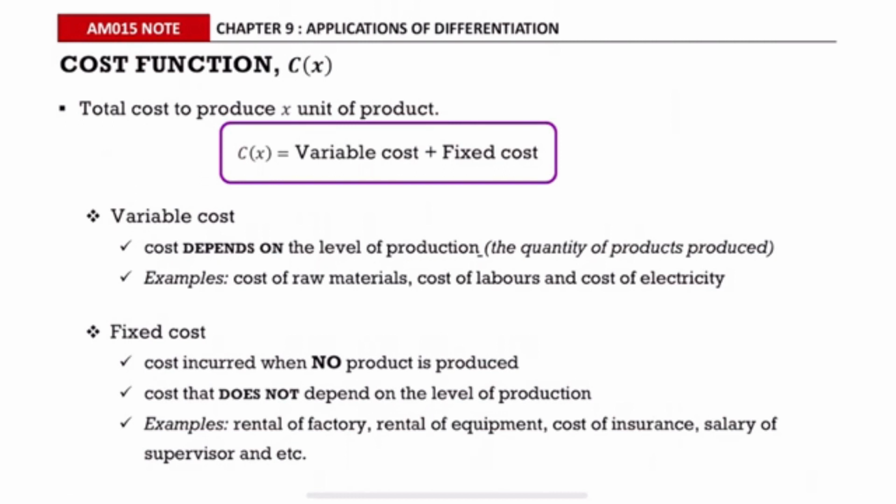Fixed cost is cost incurred when no product is produced. It is also the cost that does not depend on the level of production. For example, rental of factory, rental of equipment, cost of insurance, salary of supervisor, and etc.